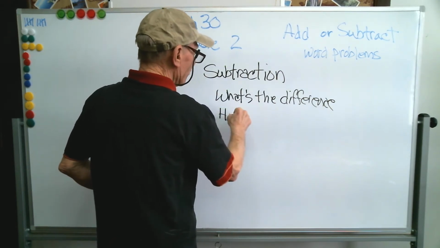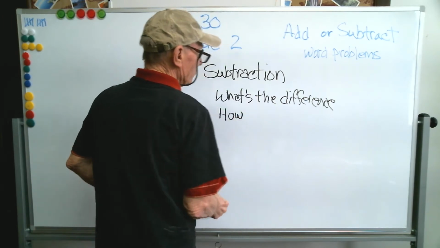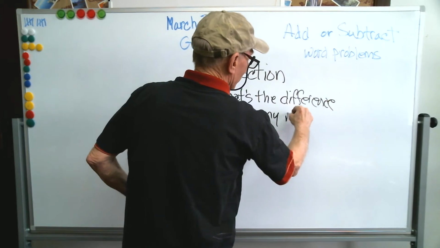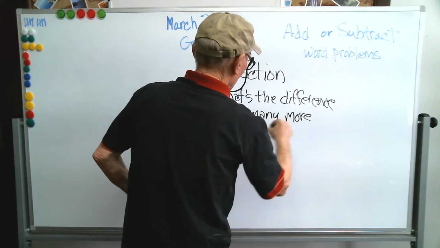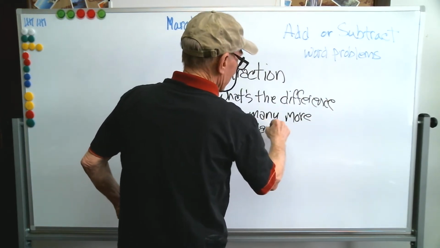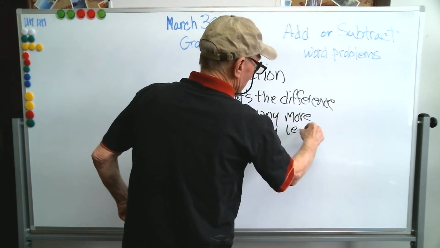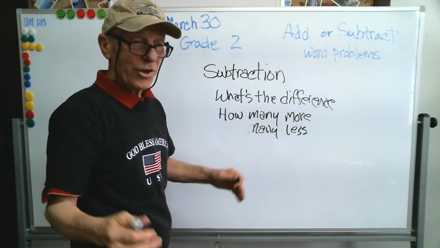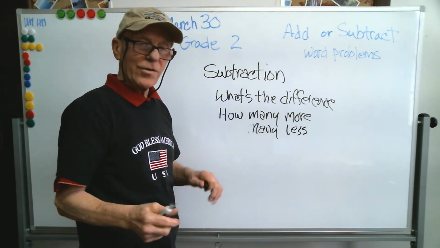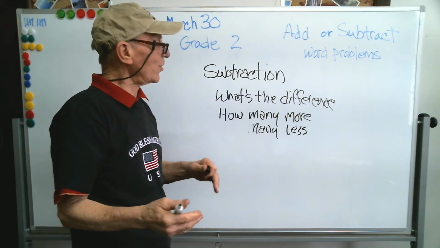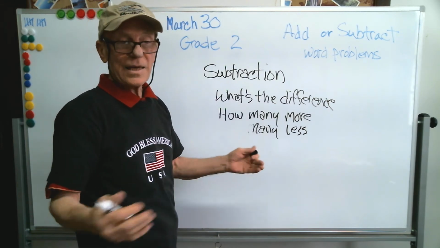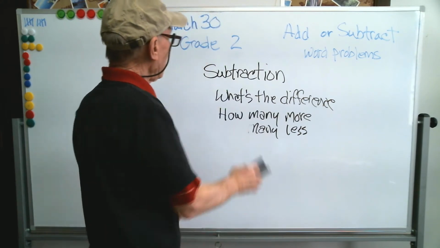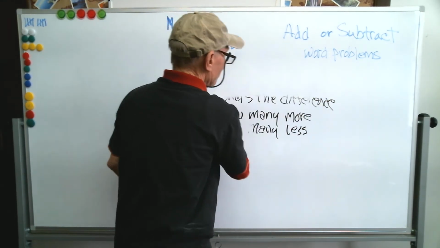They could also ask you to answer a question, how many more or how many less? That's a cue that you have to subtract some numbers to determine how many more or how many less were left over.